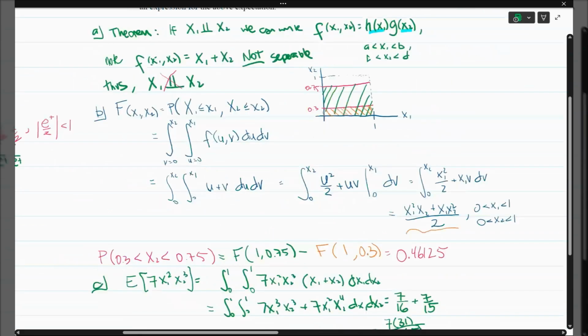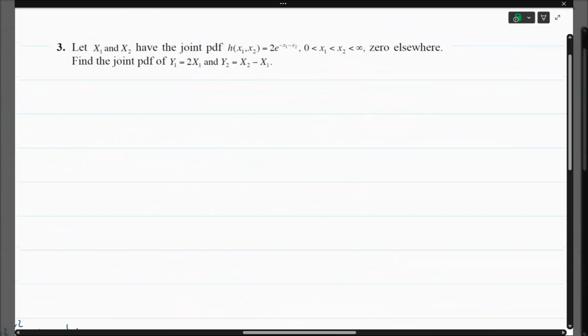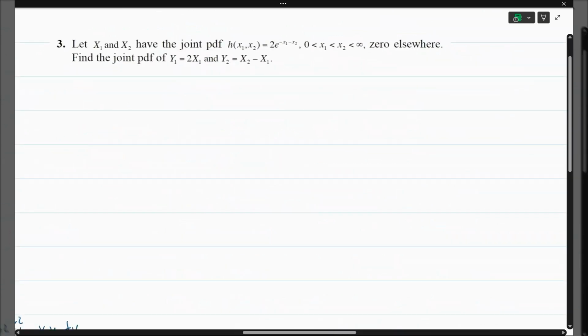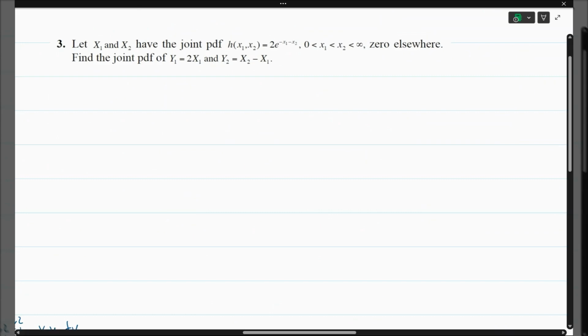Alrighty, so that's number 2. Number 3 is a bivariate transformation. We have a joint density. We're given these values. I'll just work through this one real quick. Generally speaking, I think this is one of those areas of confidence for most students. And so I'll work through it real quick.